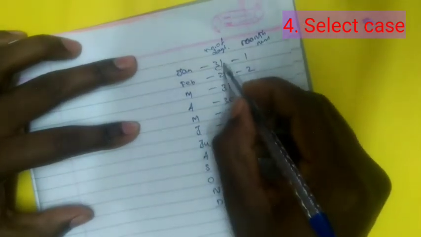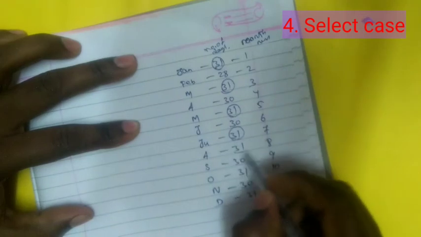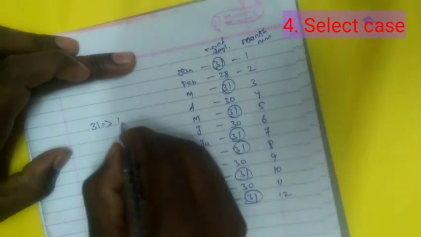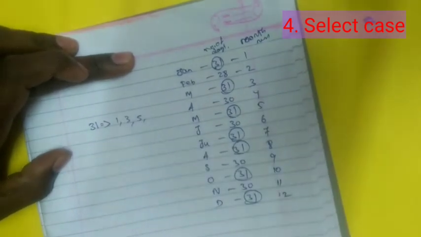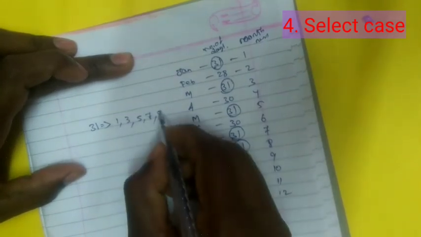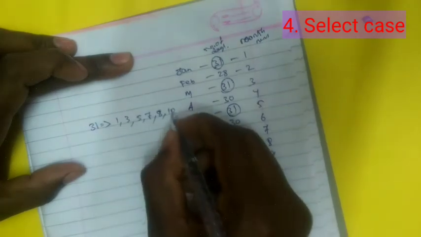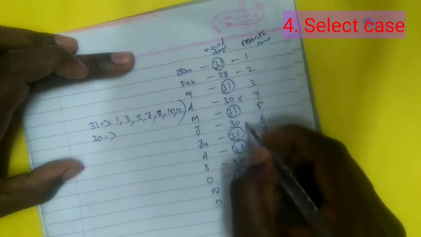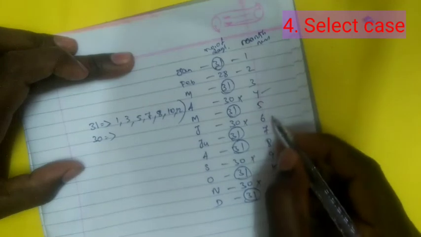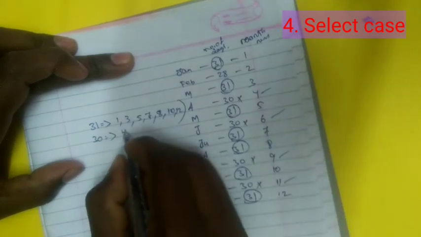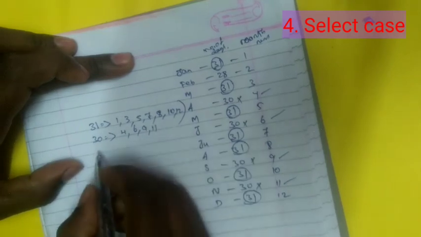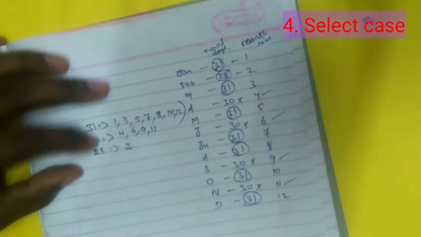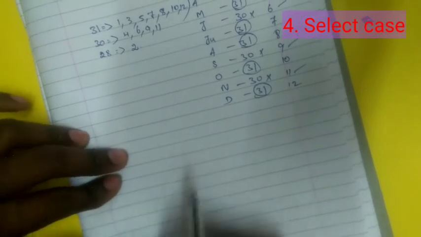Okay, first you get 31, 31, 31, like this. What months does 31 represent? Months 1, 3, 5, 7, 8, 10 and 12. And 30: what is it? Months 4, 6, 9, 11. And one more month has 28 days. That is month 2. Okay, now you have some ideas.